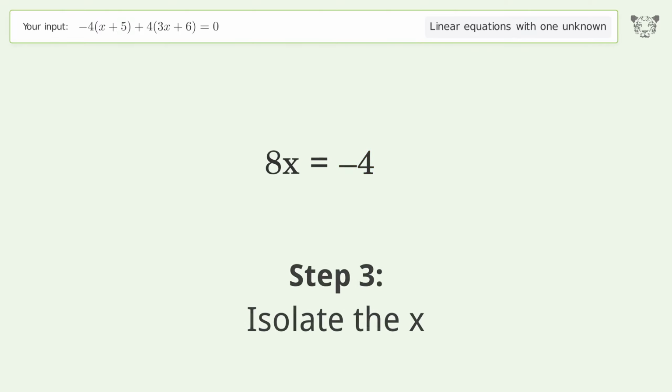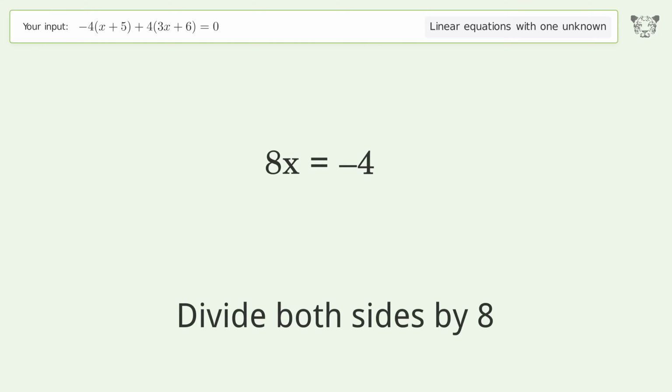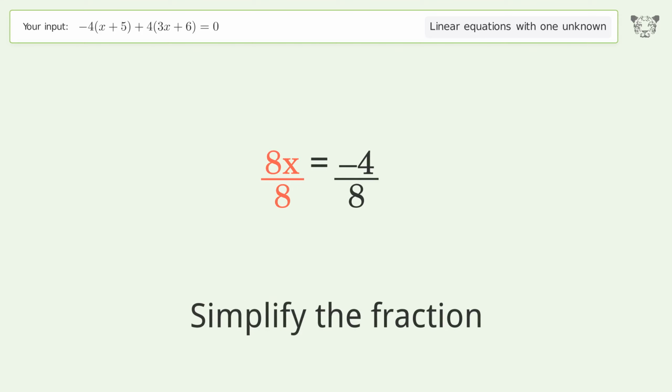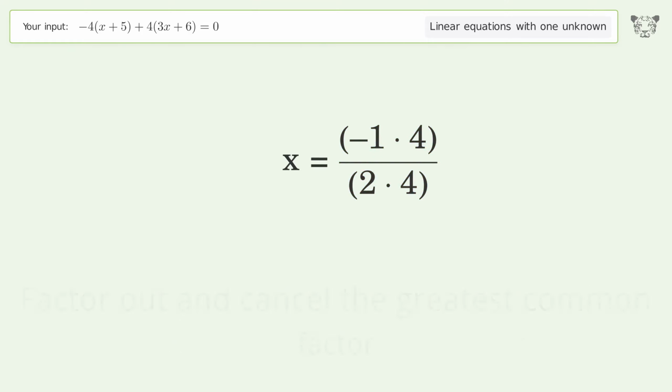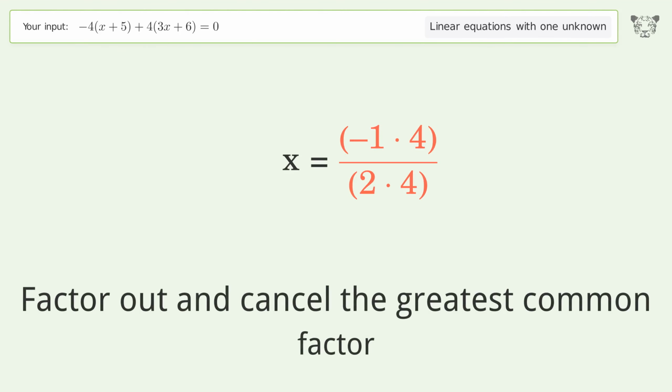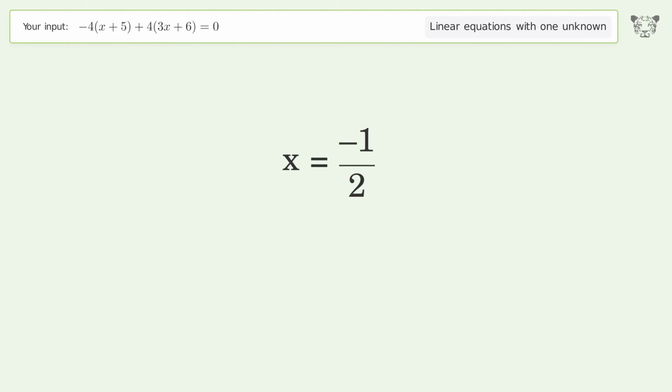Isolate the x. Divide both sides by 8. Simplify the fraction. Find the greatest common factor of the numerator and denominator. Factor out and cancel the greatest common factor. And so the final result is x equals -1/2.